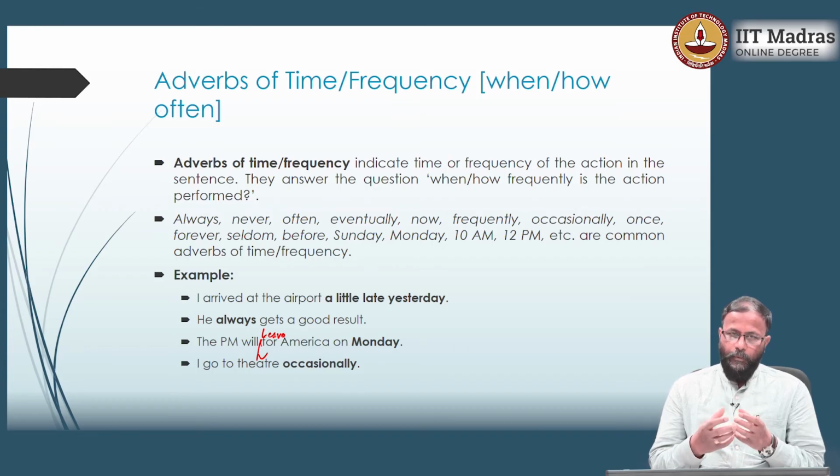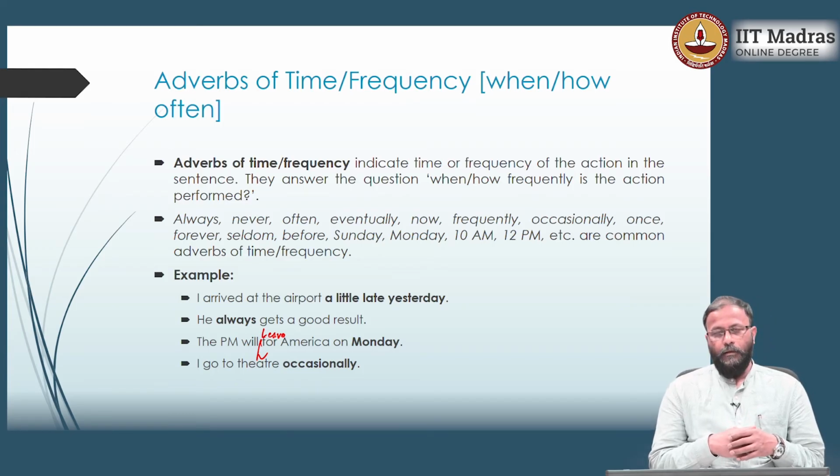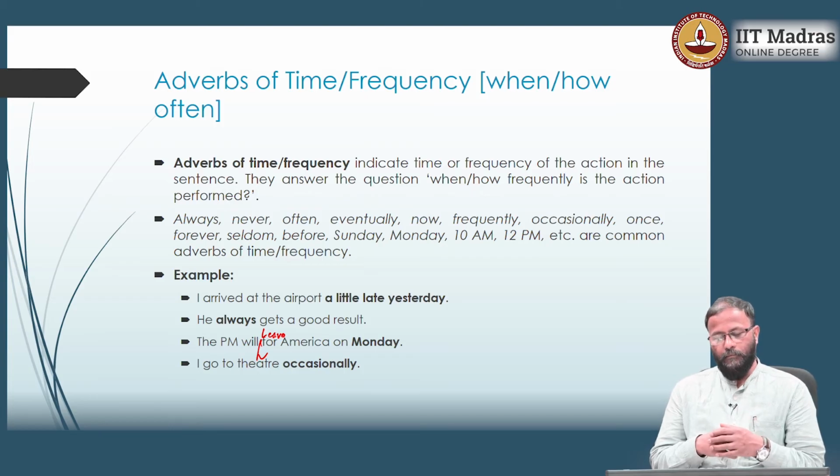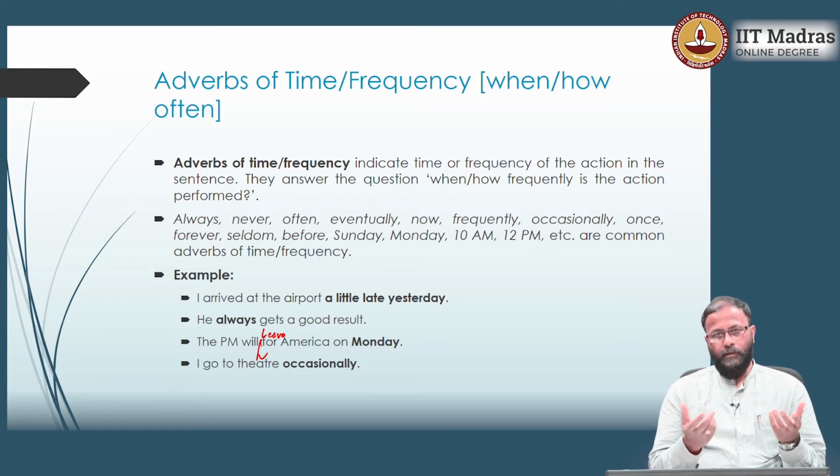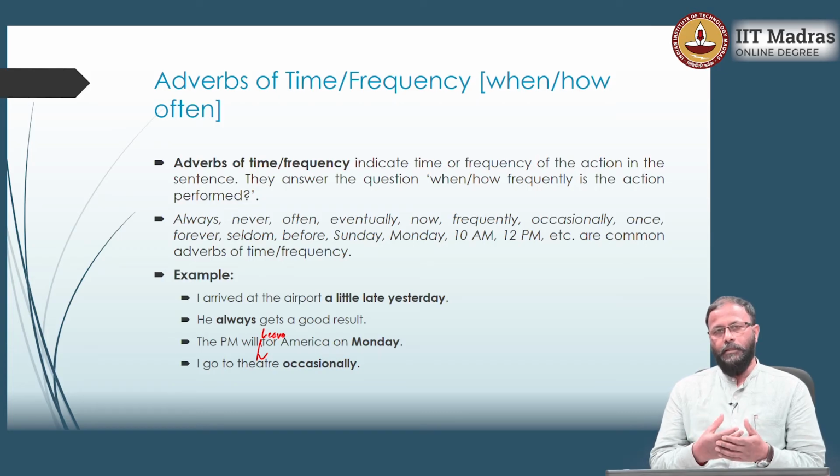Some common adverbs of time and frequency are always, never, often, eventually, now, frequently, occasionally, once, forever, seldom, or any day, Sunday, Monday, whatever point of time or day you refer to, 10 a.m., 12. Such words in the sentence act as an adverb of time or frequency, right? So we need to keep these things in mind.